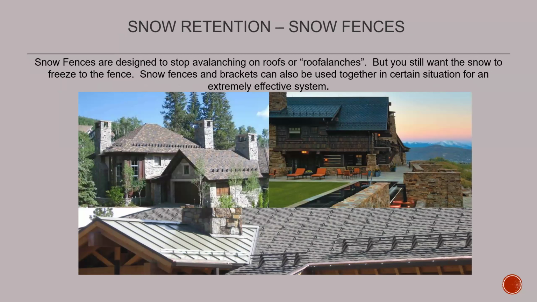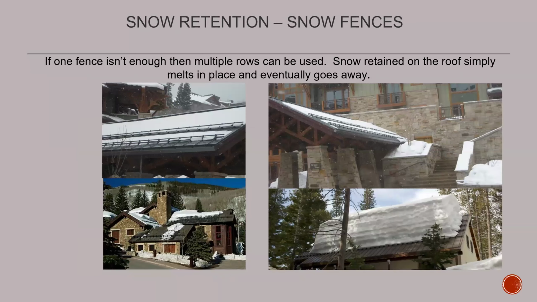We still want that snow to freeze to the fence, but they're going to protect more from that roof avalanching, where the brackets are made to just keep that snow in place and never let it get to that point. So brackets and fences can be utilized together. I usually make those recommendations when you're over 120-pound snow load, or if you have a higher slope on your roof. If one fence isn't enough, multiple rows of fencing can be utilized. The snow just stays on the roof and eventually melts off in place.